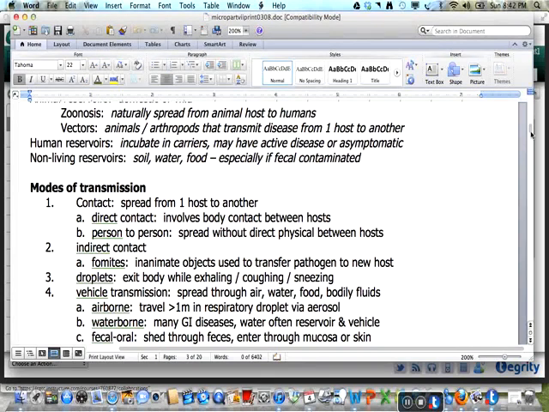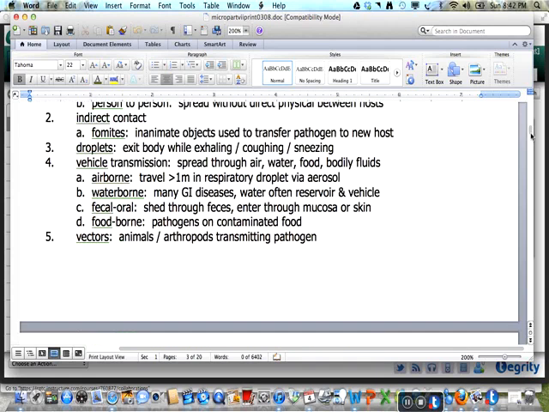Droplets may transmit disease while a person exhales, coughs, or sneezes. Vehicle transmission is carried through a substance such as air, water, food, or bodily fluids. Disease is considered airborne if it travels more than 1 meter in respiratory droplets via aerosols. Waterborne diseases use water as a reservoir vehicle and include many gastrointestinal diseases. Fecal-oral transmission involves organisms being shed in feces entering the host through the mucosa or the skin.